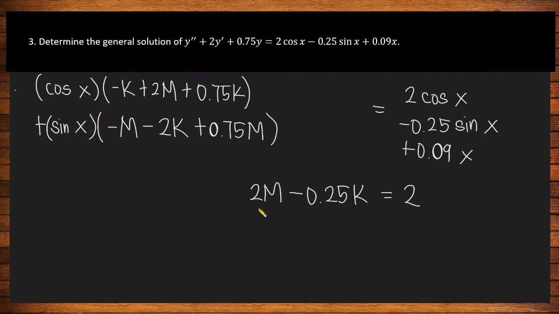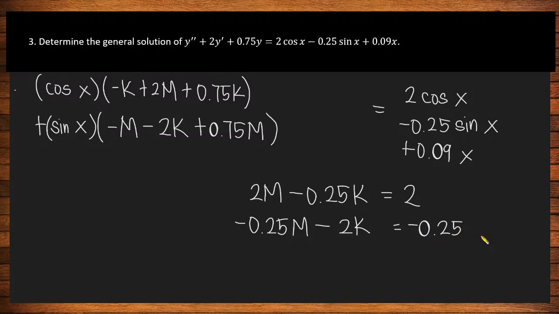Then similarly, yun din yung gagawin natin doon sa sine of x na term. So, simplifying the coefficients of sine of x on the left side of our equation, that will be equal to negative 0.25m minus 2k. And then, this will be equal to the coefficient of sine of x doon sa right side naman ng equation natin. So, that will be negative 0.25.